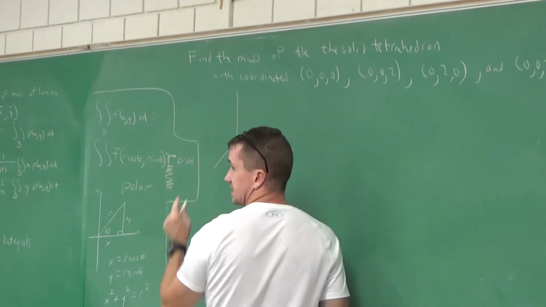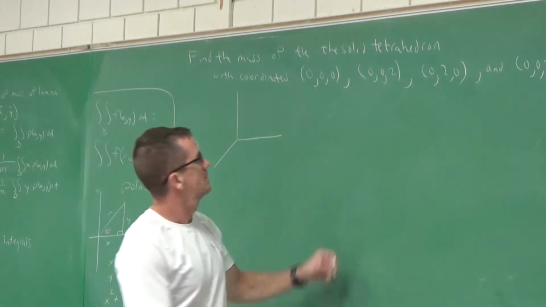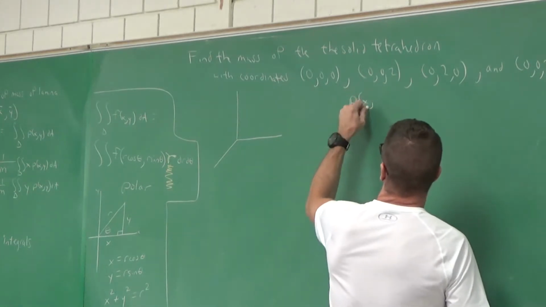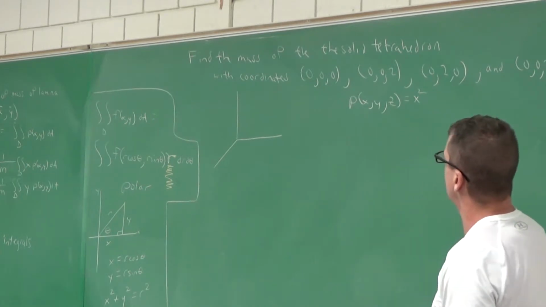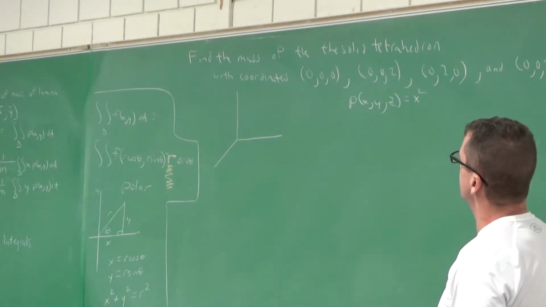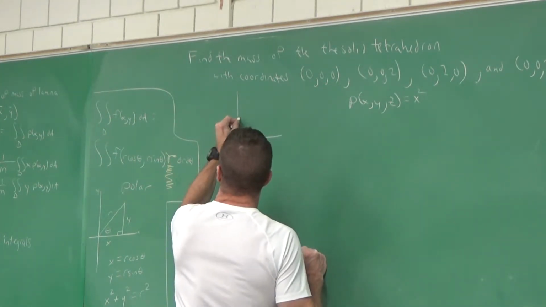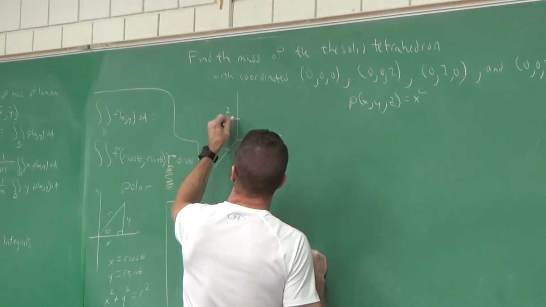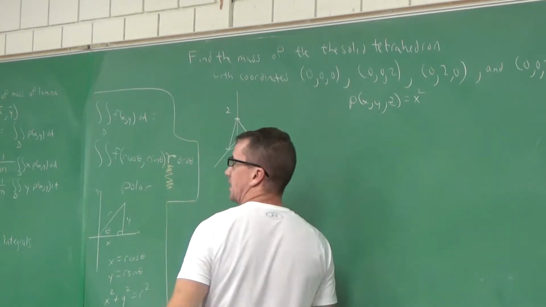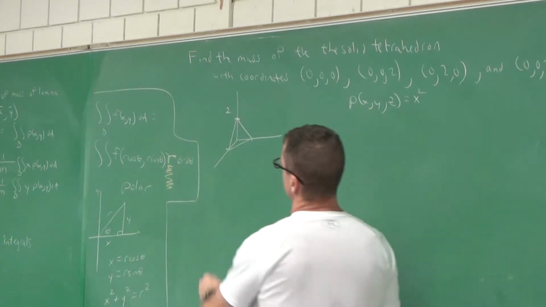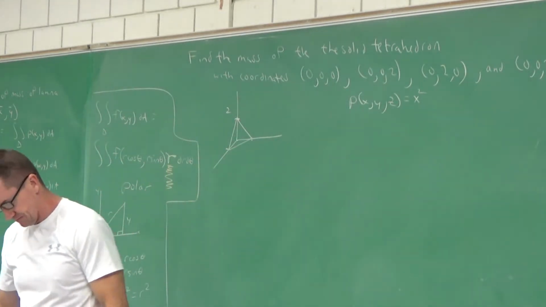I'm also going to have to give you the density. So I thought, no problem. How about the density is x squared? So the density is given as x squared. Find the mass of the solid tetrahedron with these coordinates. All right, let's plot this. And it's bounded also by the coordinate planes. This is that other edge. So everything's bounded by the coordinate planes here. Okay.